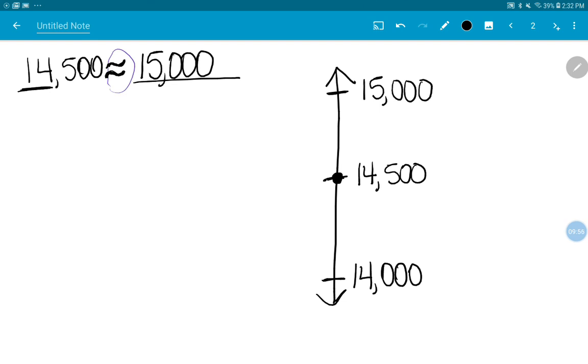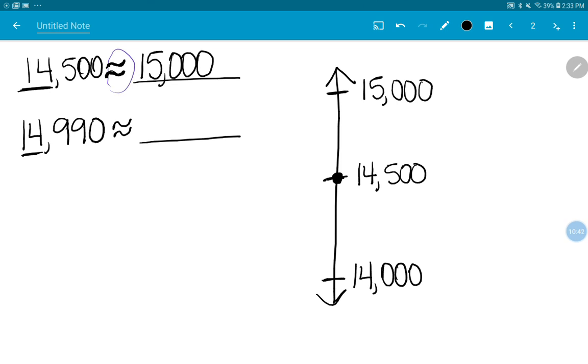How about if I rounded 14,990 to the nearest thousand? How many thousands are there in 14,990? 14. So my low point is still correct. I've got 14,000 down here. 1,000 more is 15,000. Halfway is 14,500. So where would 14,990 go on that number line, Brady?